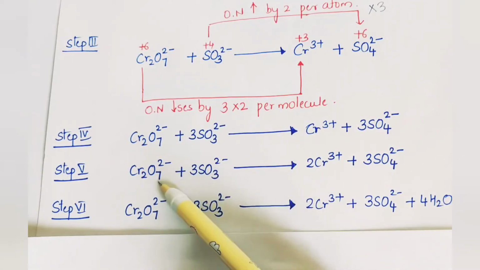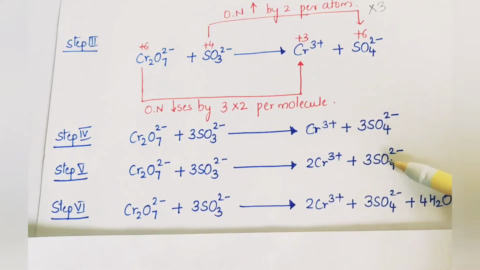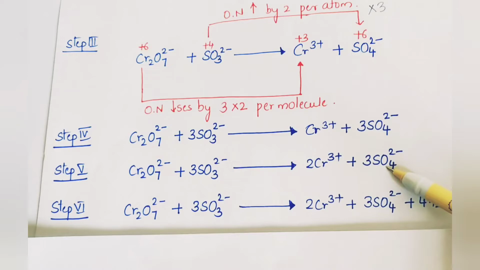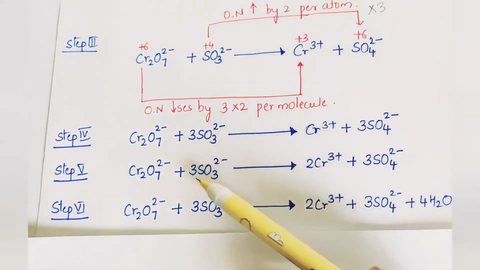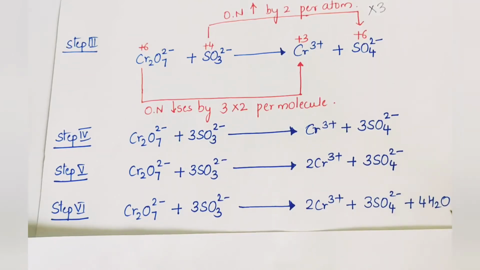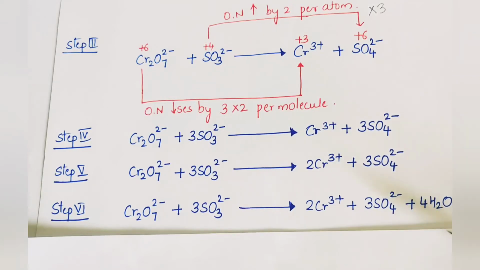So 16 here and 12 here. Where is the oxygen deficient? On the product side. How much is it deficient? Here it is 16, here it is 12. So 4 oxygens are deficient, so I am adding 4 water molecules. To balance oxygen, you add that many water molecules to the deficient side. The right side was deficient, so I have added 4 water molecules.